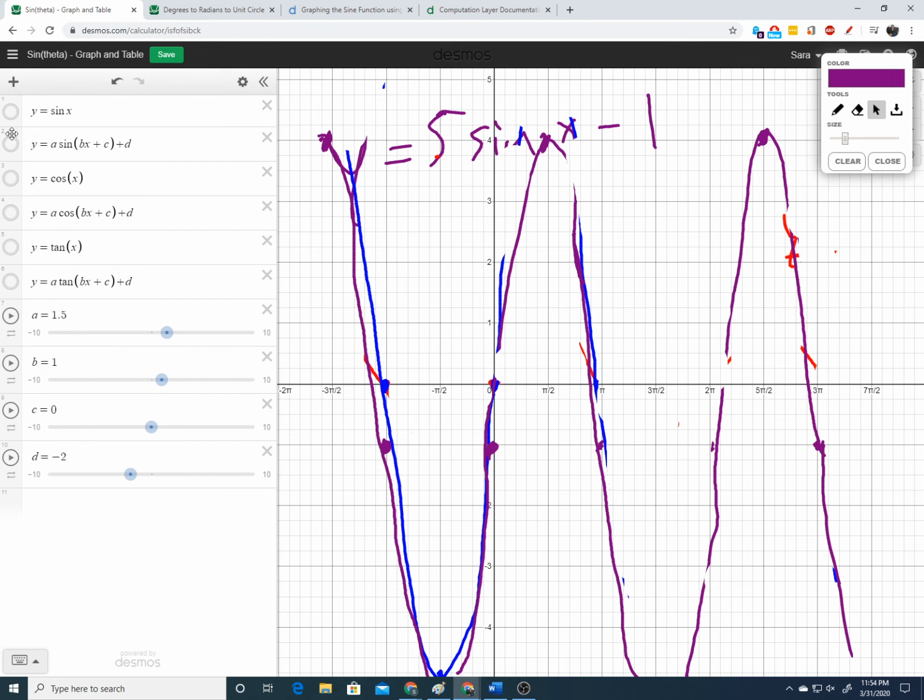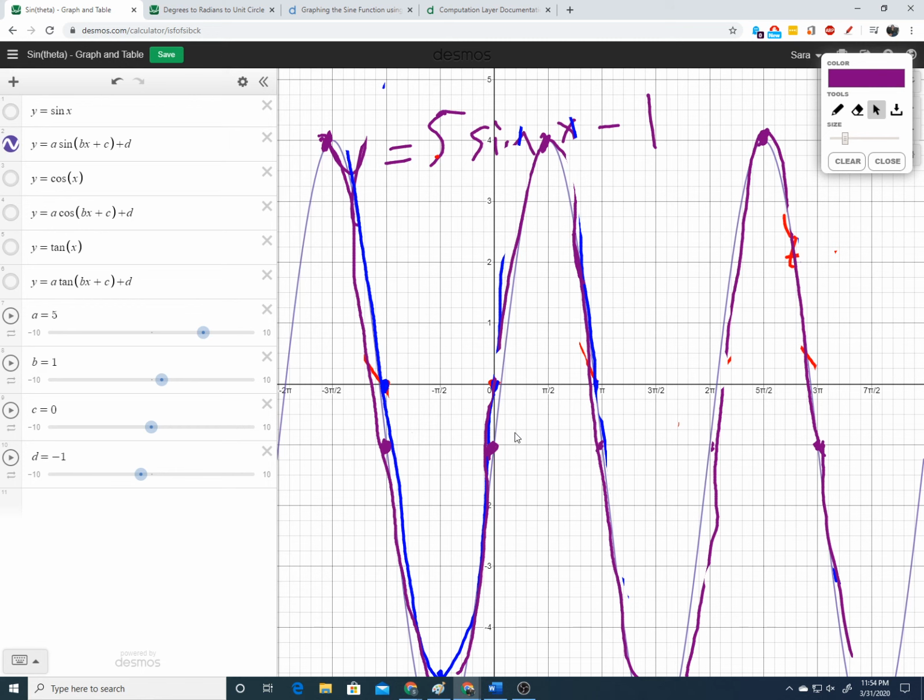So I did a sine function. I'm going to turn my sine function on. My a value is 5. My b value is 1. My c value is 0. And my d value was -1. So how'd I do? Nothing gorgeous, certainly, but I think I did an alright job.